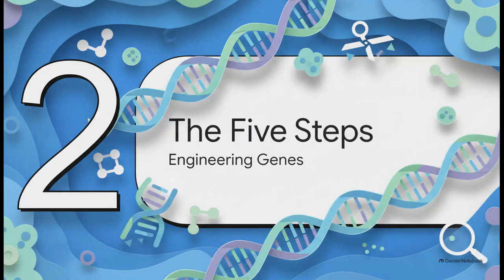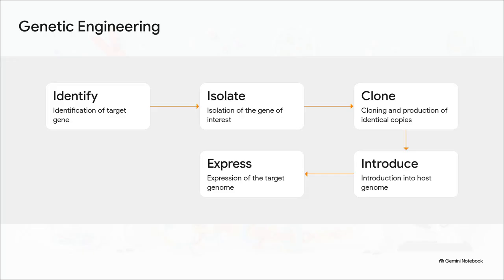All right, part 2, the 5 steps, engineering genes. So how does this actually work? Well, there are 5 universal steps to this whole blueprint. First, you've got to identify your target gene. You have to know exactly what trait you're trying to express.